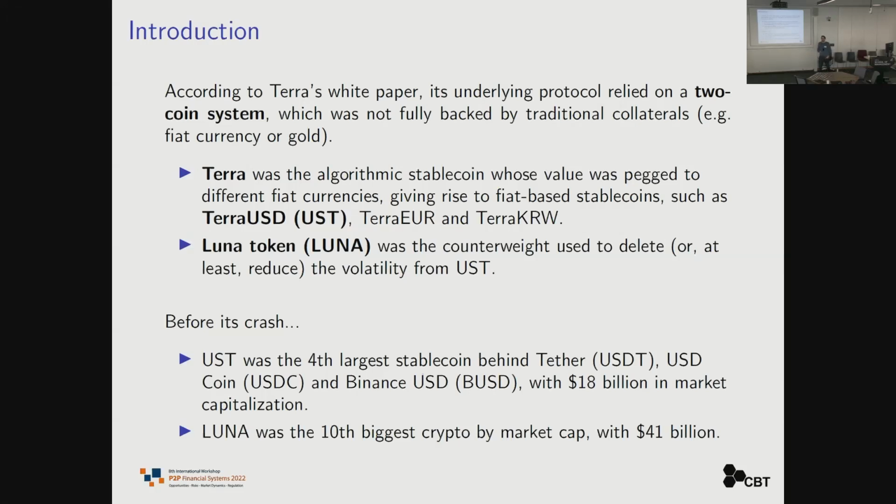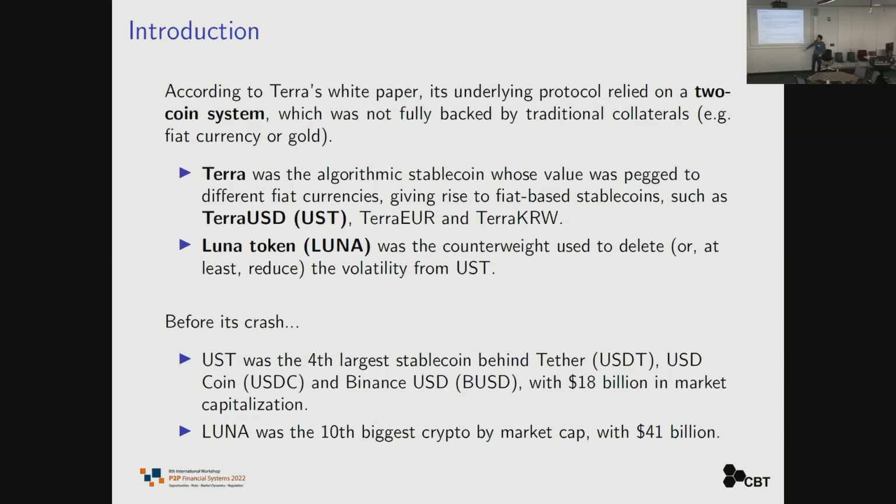Then, having said that, moving forward to the description of the Terra project, it's indeed a quite simple system, as perhaps you already know. According to the Terra white paper, its underlying protocol relied on a 2-token system. First of all you have Terra, the algorithmic stablecoin that is not backed. Here we don't have any kind of traditional collateral, there's no gold or US dollar, anything. It is software, and because of that it's an algorithmic stablecoin.